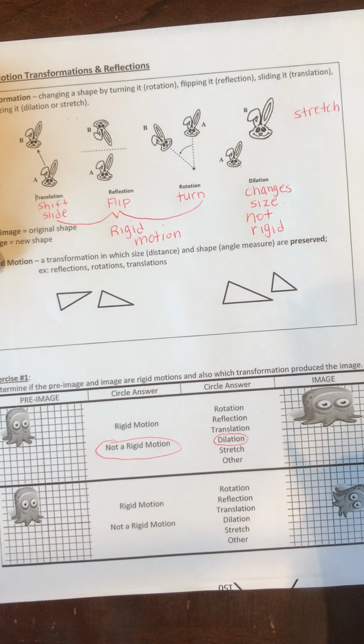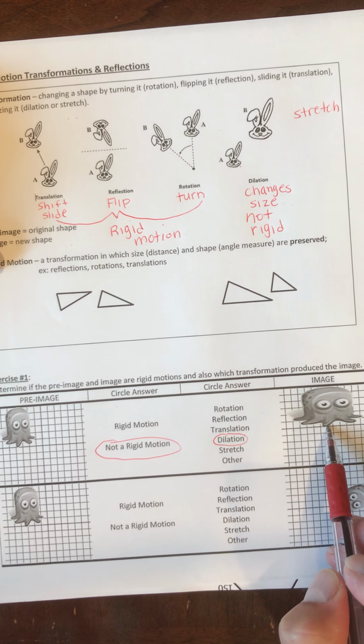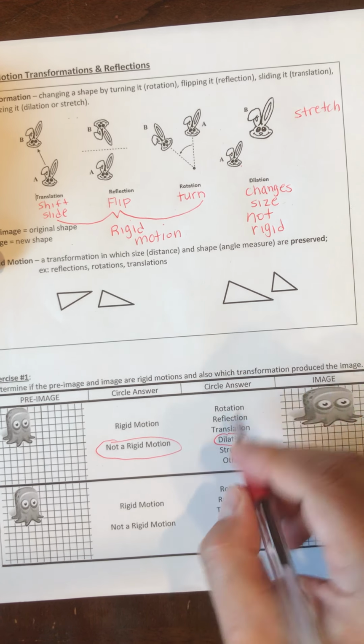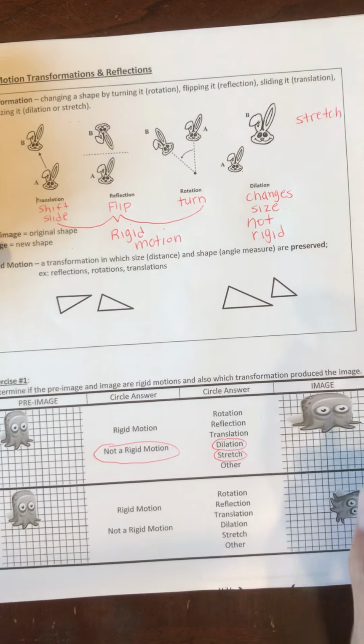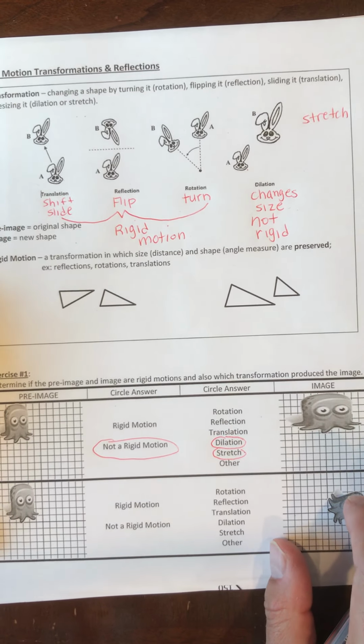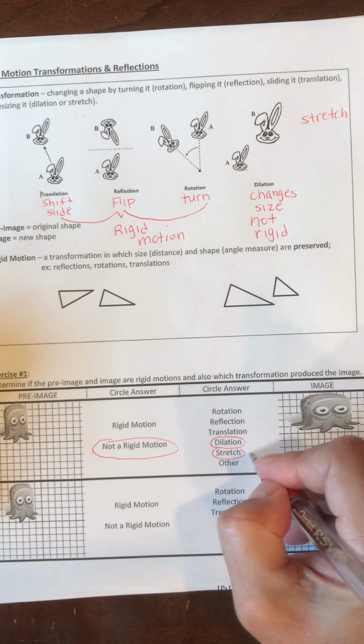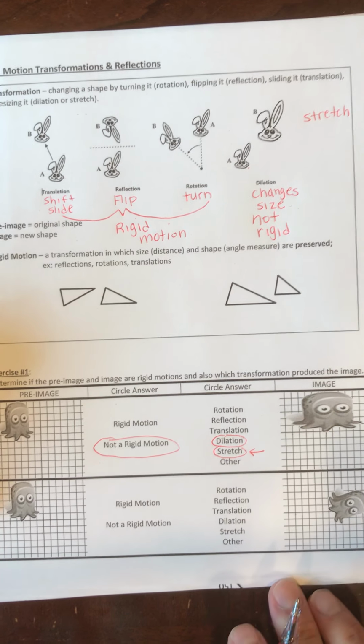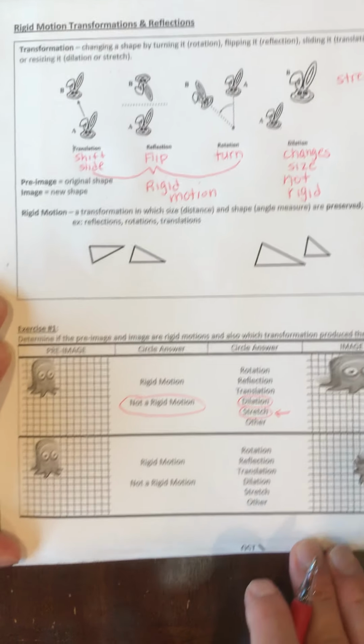But if you look at it, see how the height's the same? So in reality, it really should be a stretch because it's stretched out this way. We'll call it a dilation for now, but it really should be a stretch. All right, the second one.